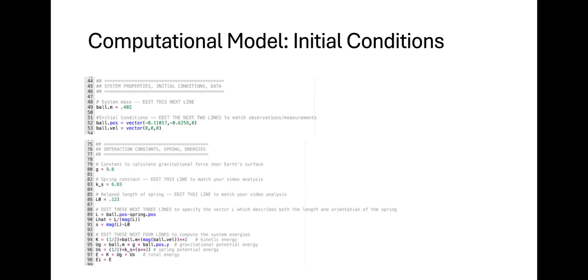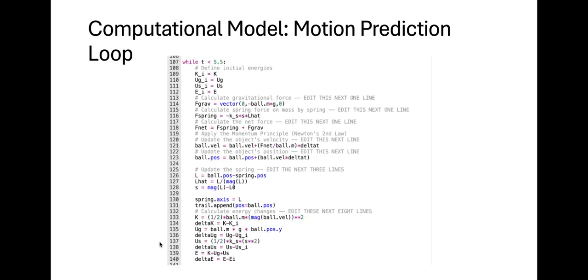So now for our computational model. For our initial conditions, we plugged in our mass, our initial positions and velocity, and then we also plugged in our constants, so we know our K for our spring and our L naught. And then we updated these lines for the formulas for the different components of energy. And then for the main part of our code, which was the motion prediction loop, we iterated through all the time steps and we updated the individual components of energy as well as the total energy of the system.